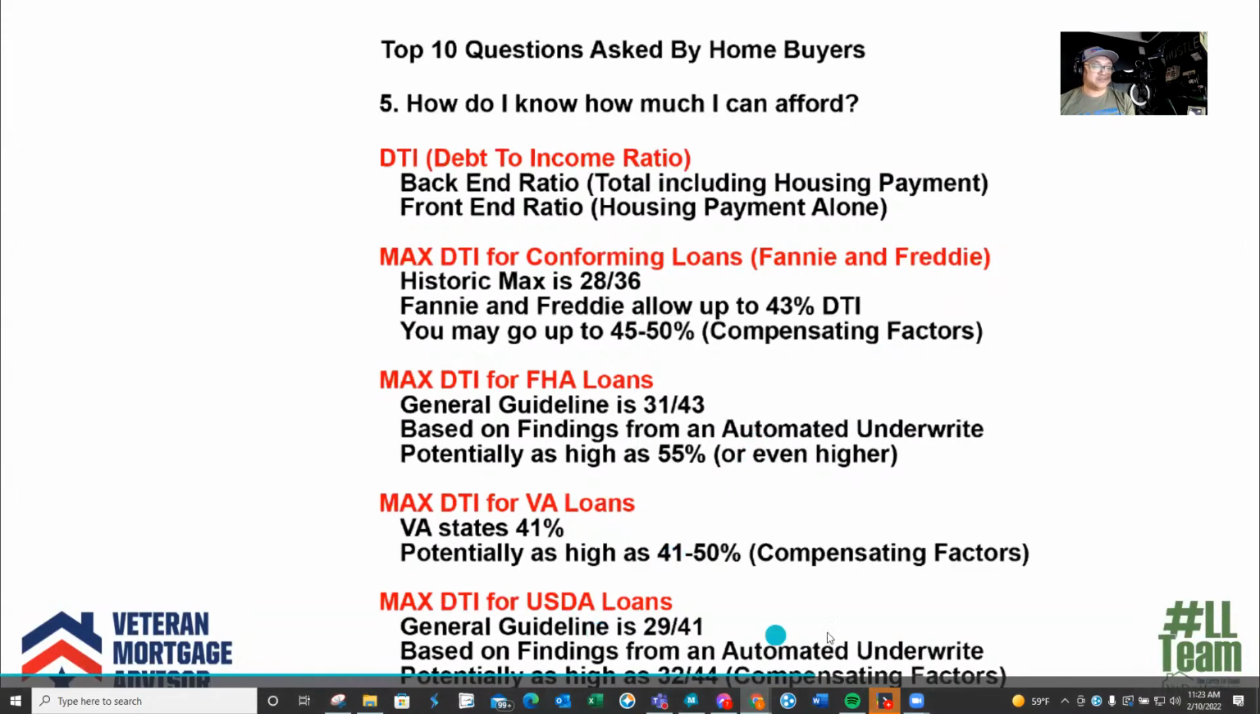Okay, so USDA loans, same thing with USDA loans. You have front end and back end ratios, right? And again, they expect findings on automated underwriting, and there's also compensating factors. So if you see, the numbers are different.